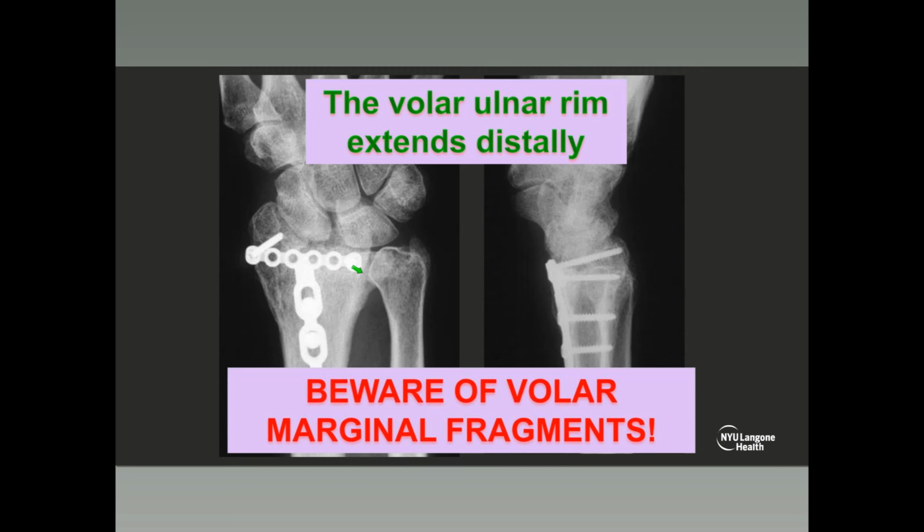Beware of the volar marginal fragments. Those are the fragments that are really more avulsion fractures, and the radial lunate ligament is really attached to that, and it's very hard to fix those. And sometimes your plate does need to be as distal as possible.